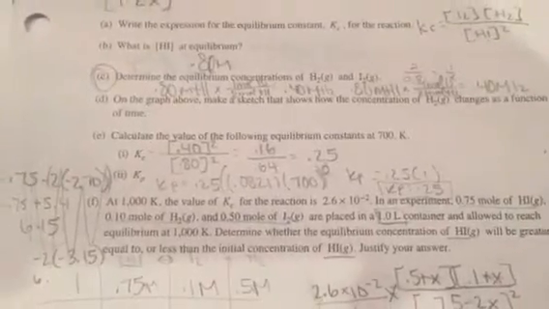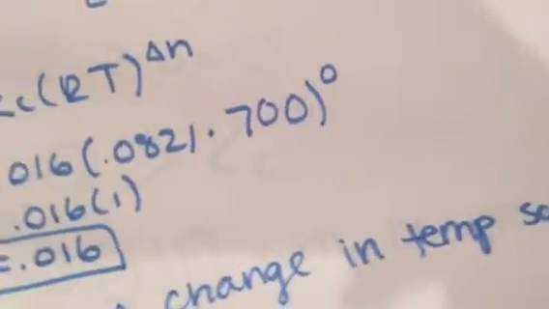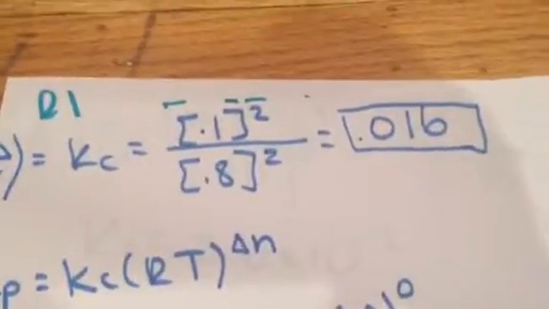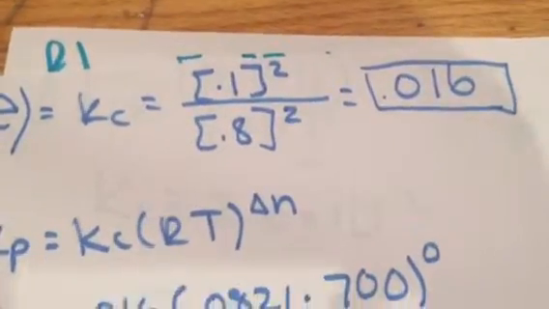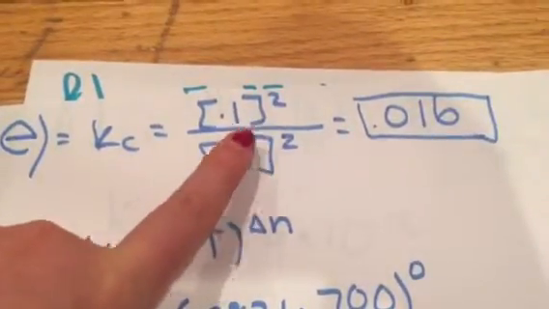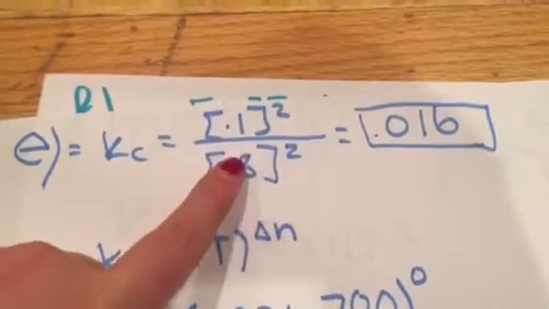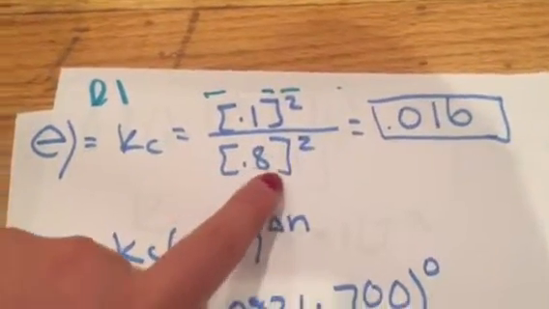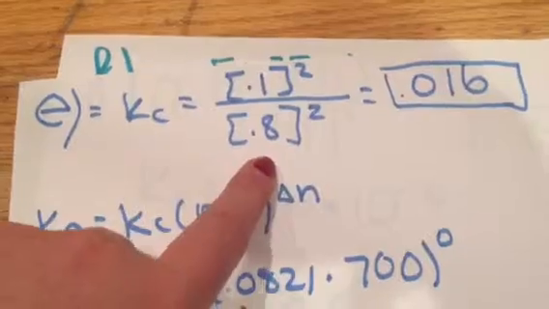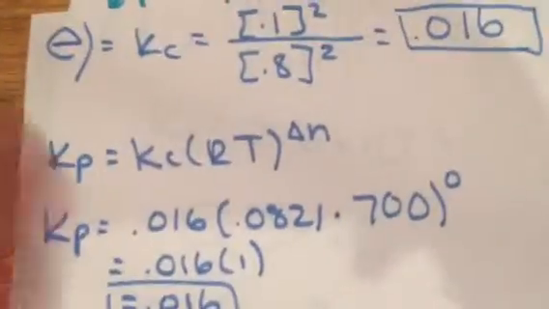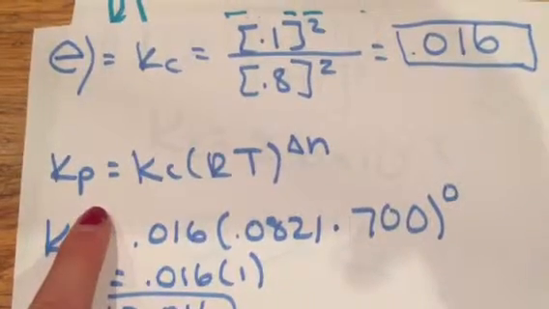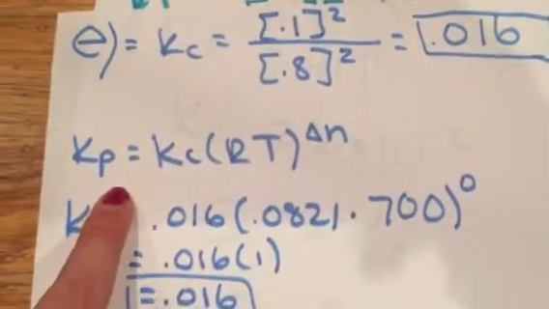So next is E. Calculate the value of the following equilibrium constants at 700 Kelvin. For this, we used Kc, which is products over reactants, and then we plugged it in. So we have 0.1 squared, which is H2 and I2 together. Since they're the same, you can square it. And then 0.8 squared, we just plugged in the equilibrium for HI, which is 0.8 squared. That gives us 0.016.